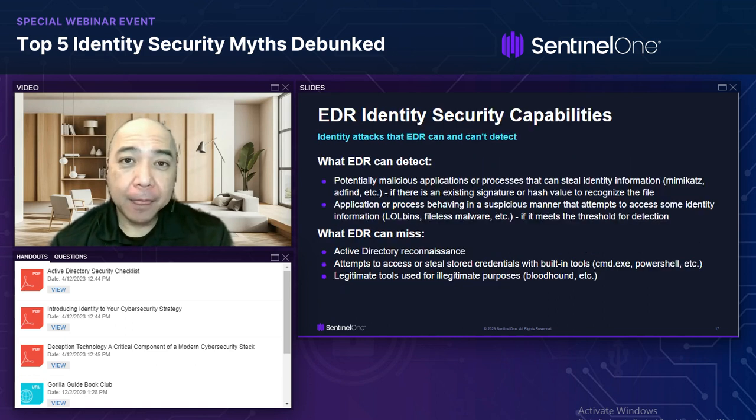However, while EDR can detect a bunch of things, it doesn't detect all identity security related things, right? So you're going to find malicious applications or processes that are attempting to steal identity information, right? So these have to be binaries that are trying to do something like AD Find or Mimikatz or something like that, right? For some, it depends on if there's an existing signature or hash value. For others, it depends on the behavior if it's identified as malicious. And then the application or process is behaving in a suspicious manner, and it has to meet a threshold, right?